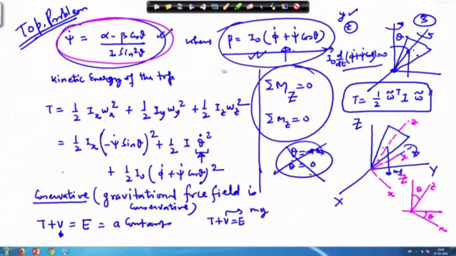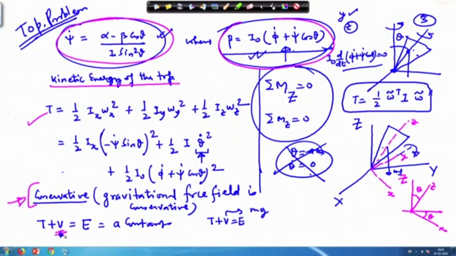So, once we got this equation, on the next page it is shown in this place, where beta is this quantity, and then we went into the kinetic energy of the system. So, we have written the kinetic energy equation here, okay. And thereafter we considered the conservative case, because here the total energy of the system is conserved.